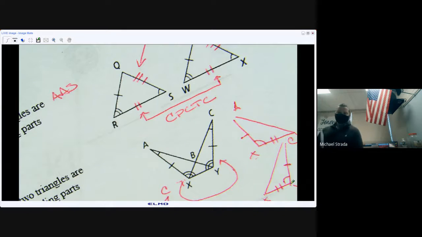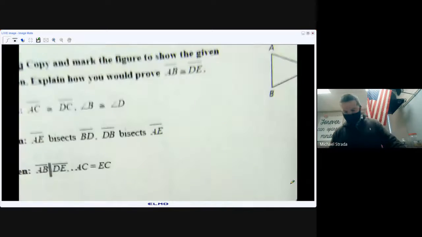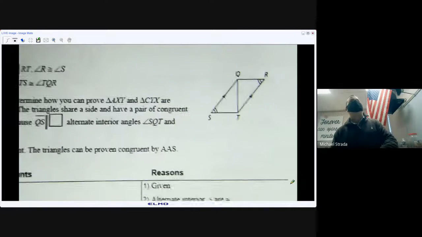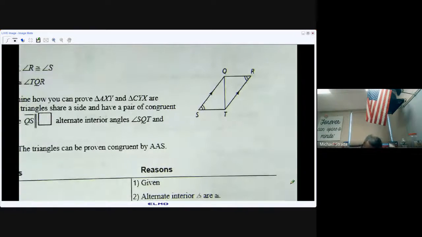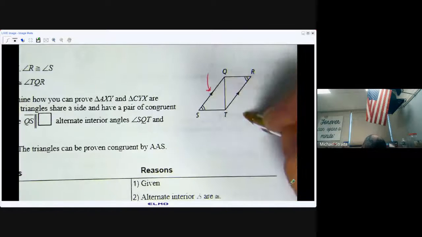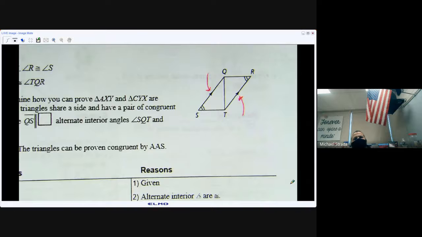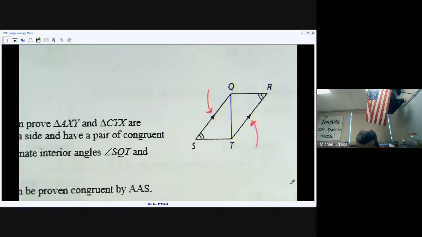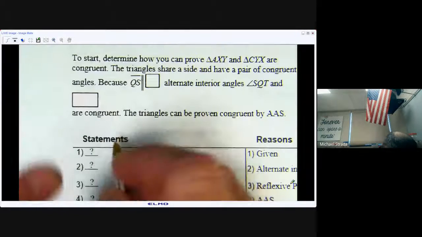Now, proof. Ladies and gentlemen, observation from quiz number 2. Just because lines are parallel doesn't make them congruent. Right? Just because they're parallel doesn't make them congruent. All right, so QS is parallel to RT, angle R is congruent to angle S. That's the given.